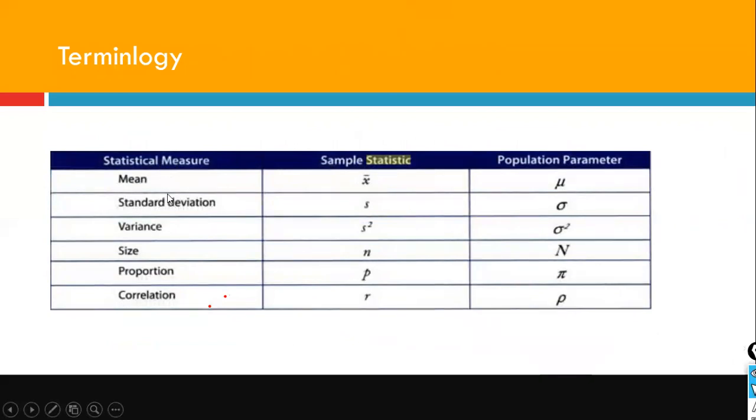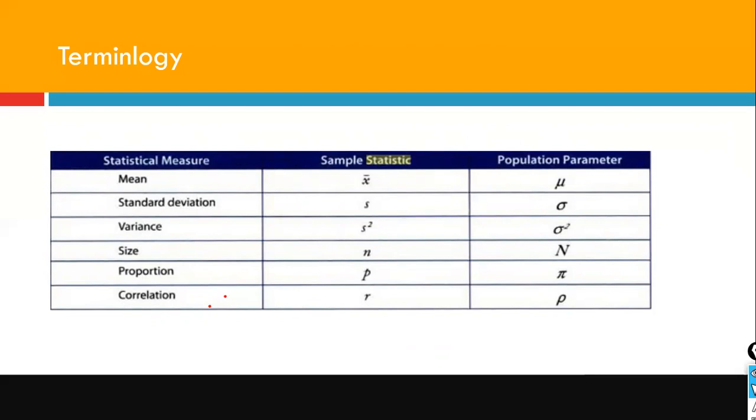We know what is mean, all these things, right? So mean, standard deviation, variance, size, and I'm not going to talk about proportion, correlation, you know very well. For a sample, and you know what is a sample, what is a population. For a sample, if you want to find out the mean or the average, we use a notation called X bar. For the population average, we use a notation called mu. And for a sample standard deviation, we use small s, and sigma is for population standard deviation.